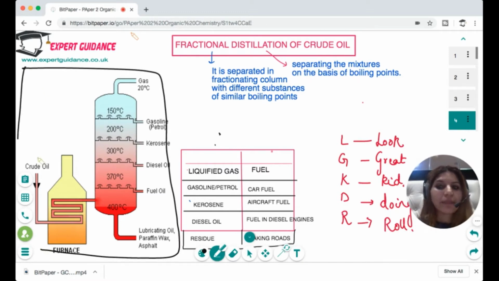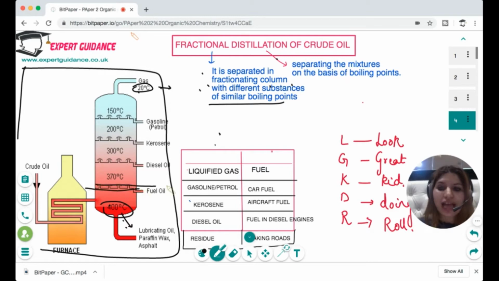Now, this is the fractionating column for the fractional distillation of crude oil. Now, remember the important bits in here. At the top, we have a low temperature, and at the bottom, we have a higher temperature. So at the top, we get shorter chain fractions, and at the bottom, we get longer chain fractions. Okay, now, what is fractional distillation? Fractional distillation is separating, in the fractionating column, different substances of similar boiling point. So each fraction has the components or the hydrocarbons with a similar boiling point.